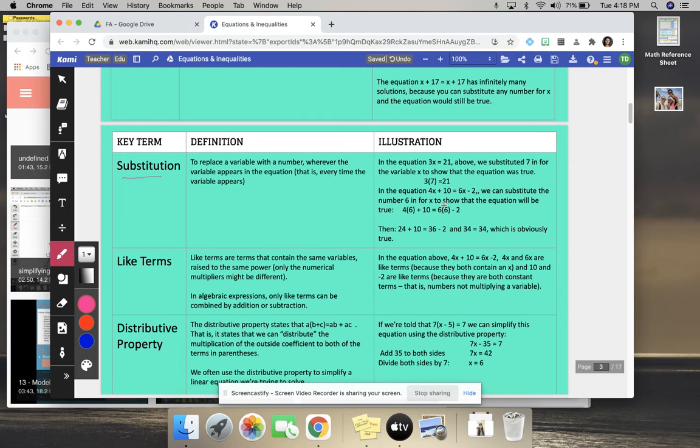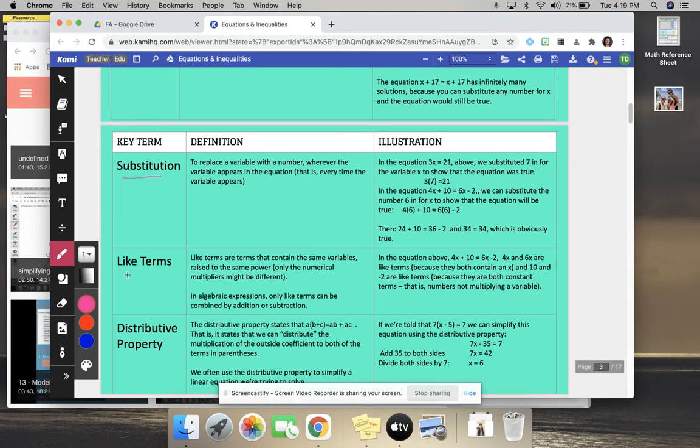In the equation 4x plus 10 equals 6x minus 2, we can substitute the number 6 for the variable x to show that the equation will be true. So 4 times 6 plus 10 equals 6 times 6 minus 2. Then 24 plus 10 equals 36 minus 2, and 34 equals 34, which is obviously true.